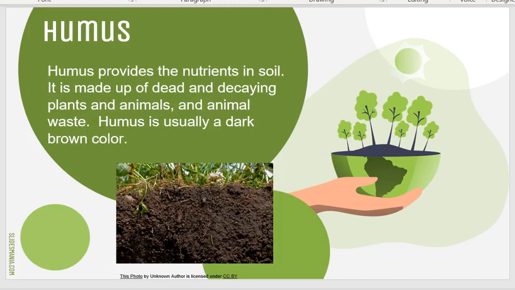Humus. Let's talk about humus. This is not the hummus that you eat. Humus provides the nutrients in the soil. It's made up of dead and decaying plants and animals and animal waste. So it's made up of things like dead leaves that are decaying. Humus is usually a dark brown color and it's very rich in nutrients.